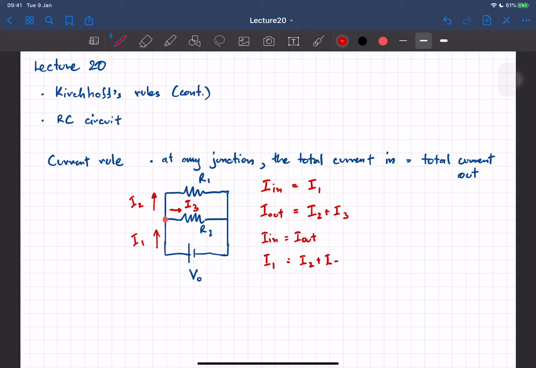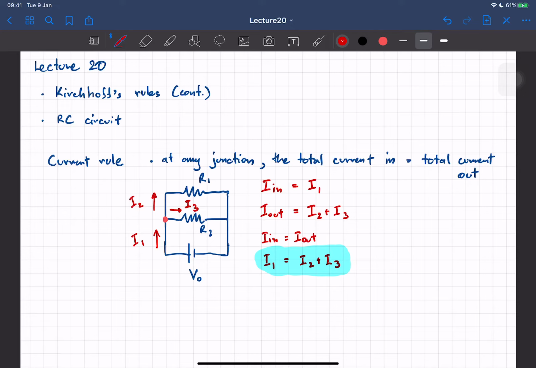For some of you, this might be totally natural or intuitive. But for those of you who are wondering why this should be the case, it actually stems from the fact that you cannot have a concentration of charge anywhere. It means that for any junction, you cannot have current flowing in without flowing out.